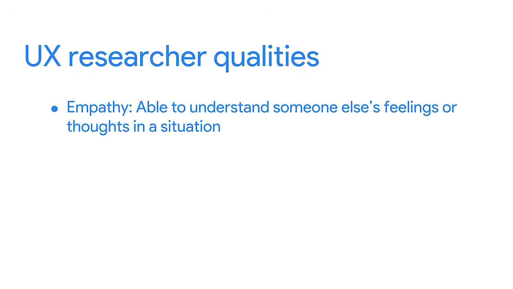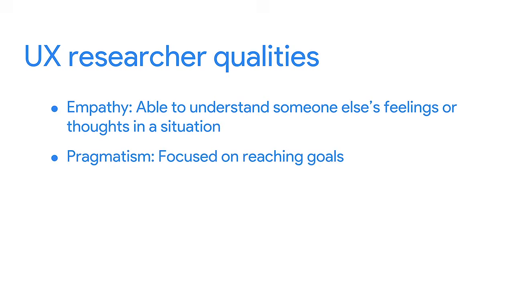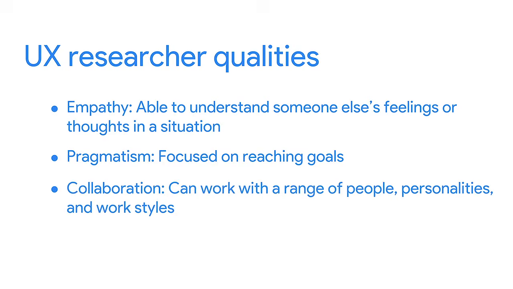Next, let's discuss some of the key qualities that UX researchers usually possess. Qualities of a good UX researcher include empathy, pragmatism, and collaboration. We've already discussed empathy, which means the ability to understand someone else's feelings or thoughts in a situation. Pragmatism is a practical approach to problem solving. Pragmatic people are focused on reaching goals. Collaboration is the ability to work with a range of people, personalities, and work styles.